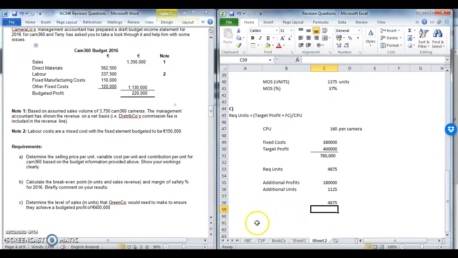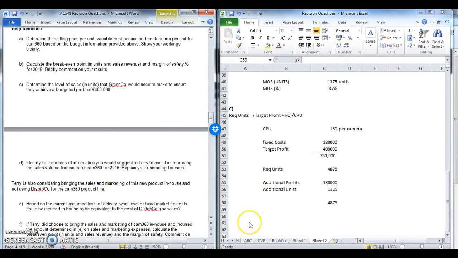Okay. So that is part C, determine the level of sales. Part D then is more of a narrative piece, so again you can look at the suggested solution in terms of this. There will be a lot of acceptable answers here.